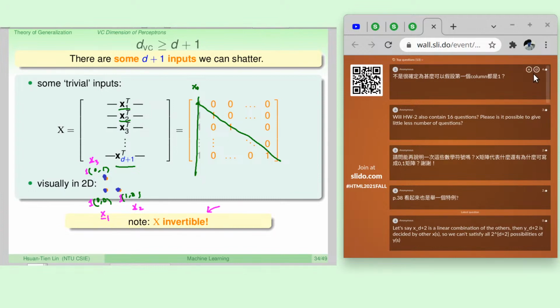Why can we assume the first column to be 1? And this corresponds to our x0. Remember, we padded all our input vectors to have x0 equals 1, and that column represents x0.